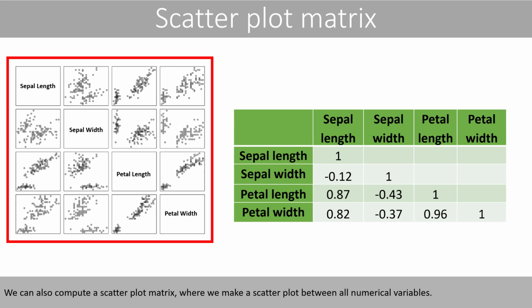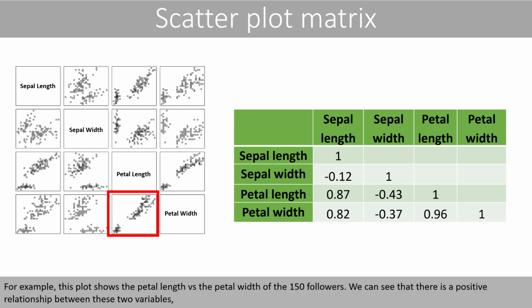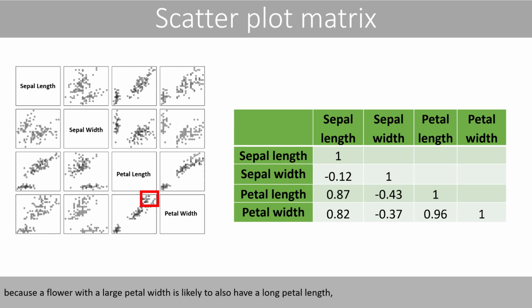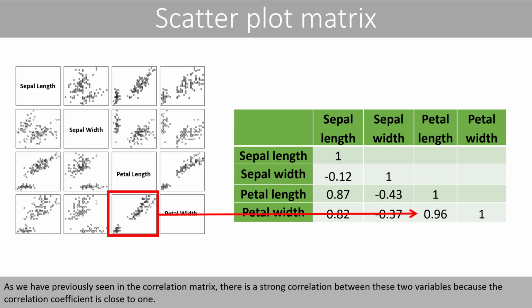We can also compute a scatter plot matrix, where we make a scatter plot between all numerical variables. For example, this plot shows the petal length versus the petal width of the 150 flowers. We can see that there is a positive relationship between these 2 variables, because a flower with a large petal width is likely to also have a long petal length, whereas a flower with a short petal length is likely to also have a small petal width. As we have previously seen in the correlation matrix, there is a strong positive correlation between these 2 variables because the correlation coefficient is close to 1.